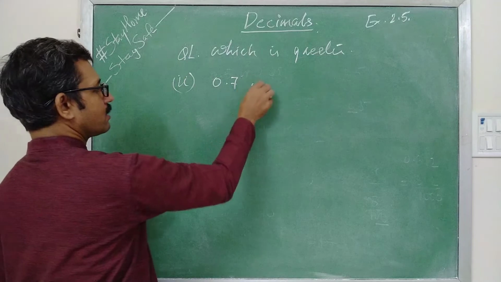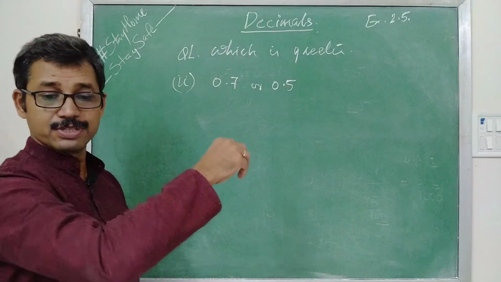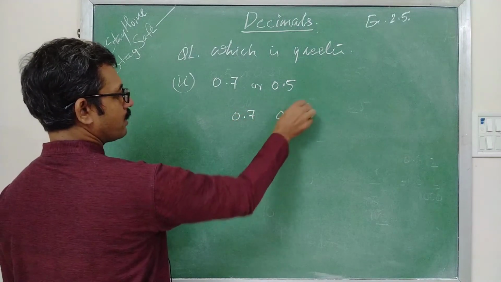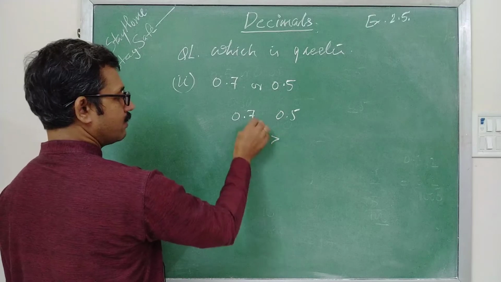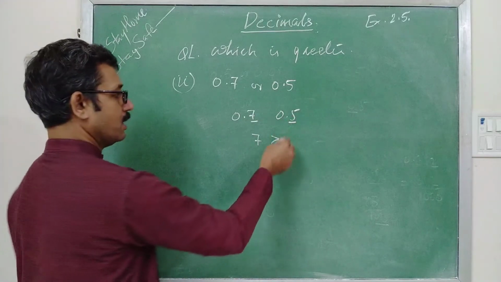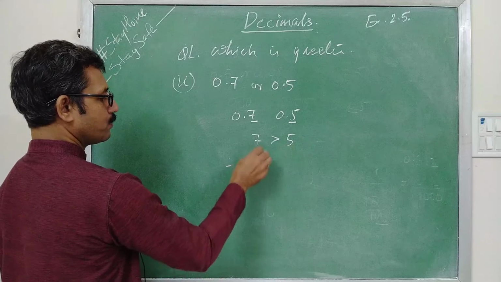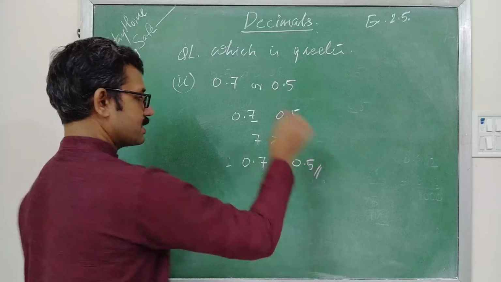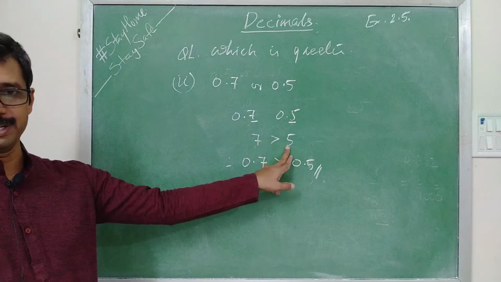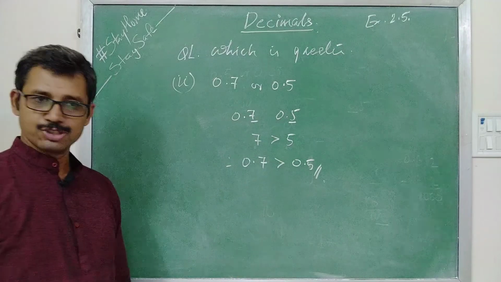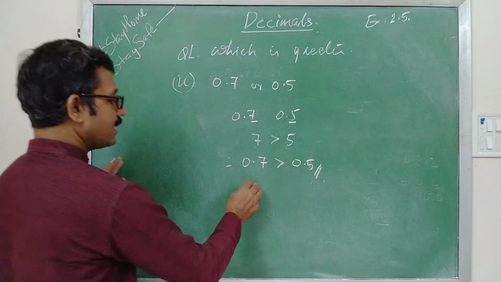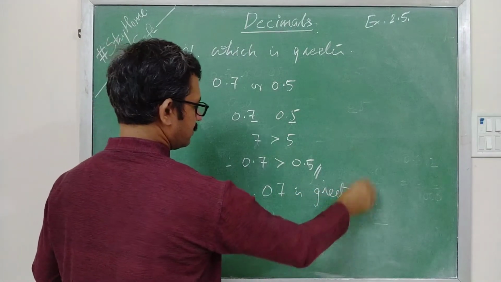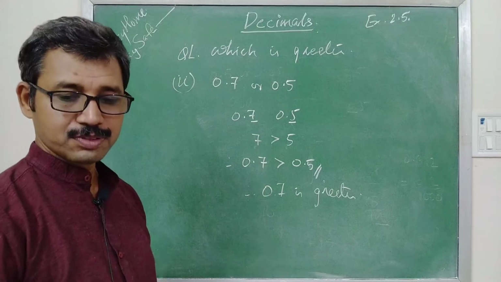0.7 or 0.5. Now here also 0.7 and 0.5. Now what we can say, 7 is greater than 5, because this is also the first decimal place. Therefore 0.7 is greater than 0.5. That's all. Understand? So these places we have to compare, because both are the first decimal. So we can write the answer there, 0.7 is greater. Like this too. Okay?